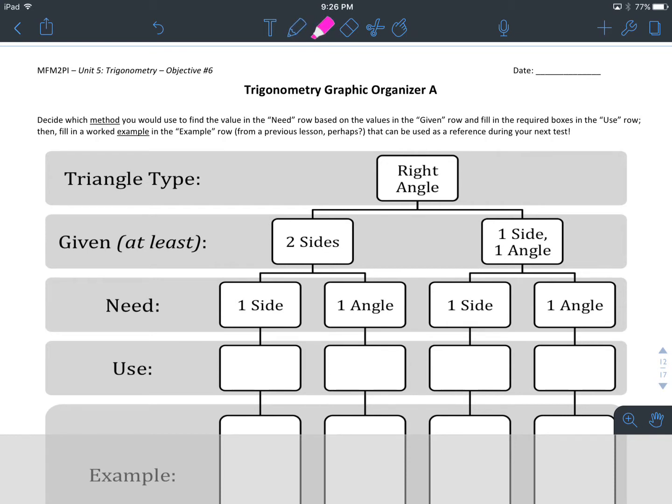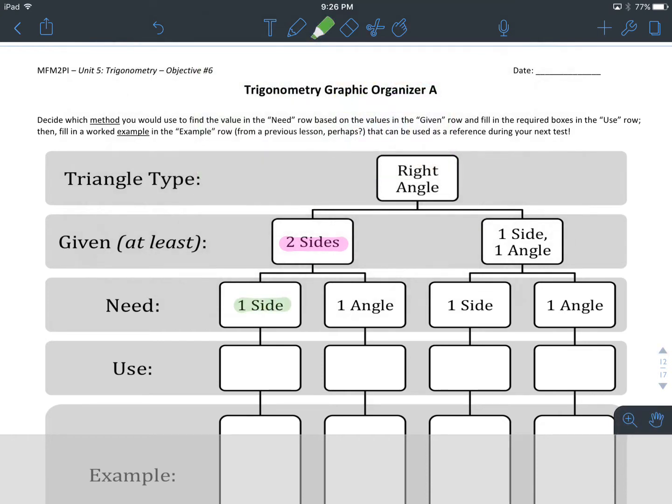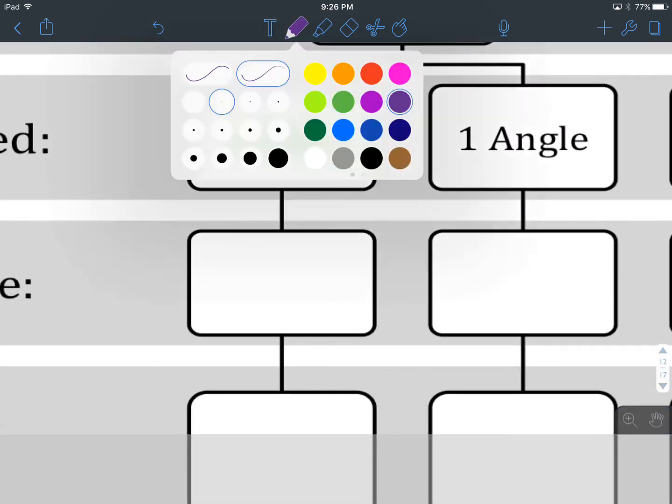So here we have been given 2 sides. Let's say we've been given a right angle triangle, we've been given 2 sides, and the right angle obviously. How are we going to find the missing side? So let's look at that one first. We've been given 2 sides. We want to find the third side. We are going to use the Pythagorean theorem to do this.